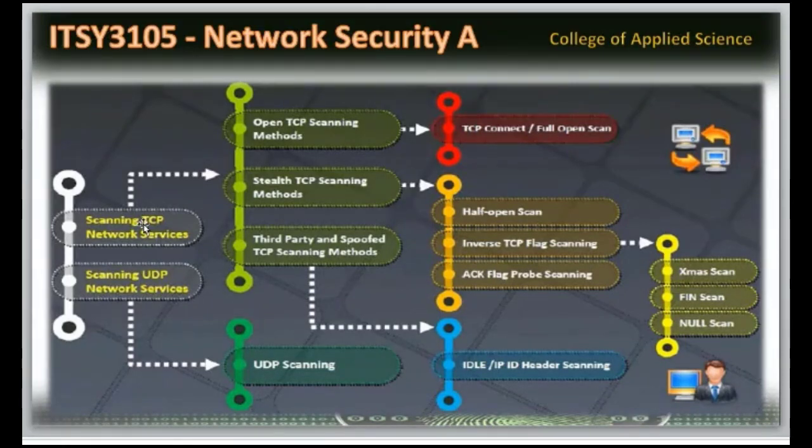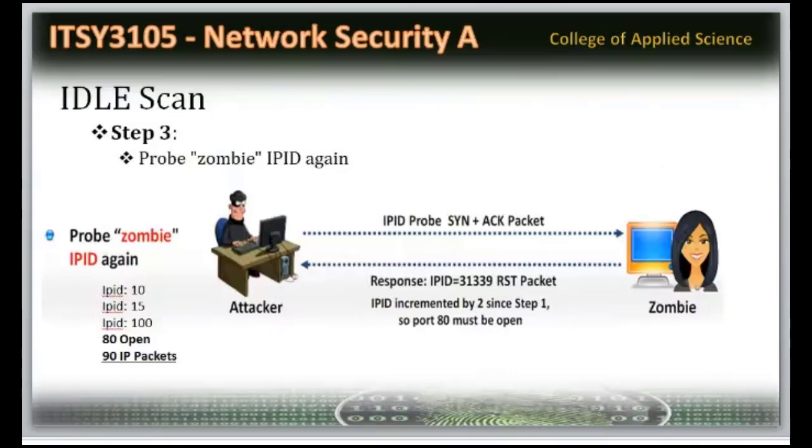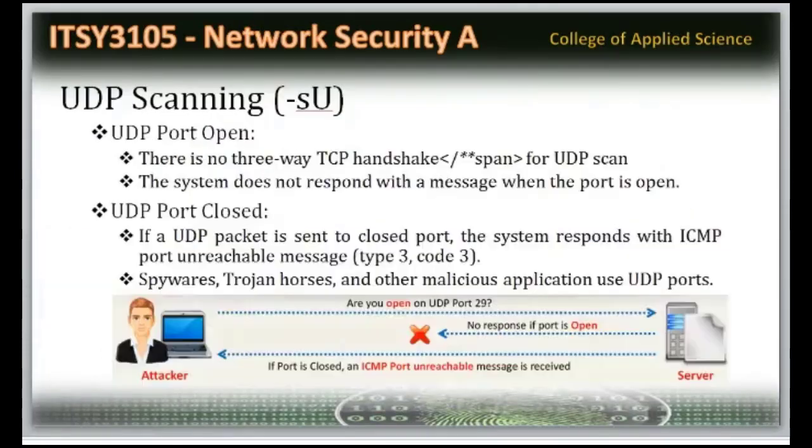Now, if I go to UDP, what type of scanning method is there? Only one. Very simple. That is called the UDP scanning method. So what is the UDP scanning method? In UDP, you don't have anything like a handshake. There is no sync. You cannot send a sync packet. You cannot send an acknowledgement. There is no acknowledgement, nothing.